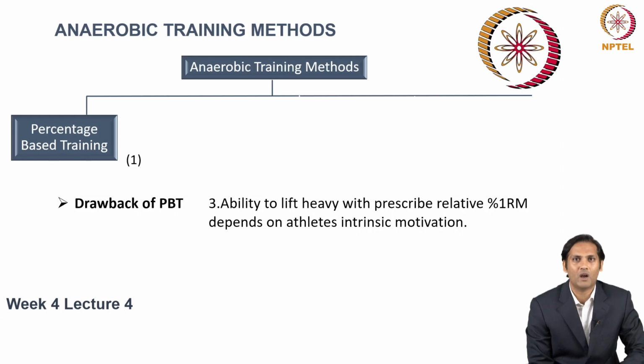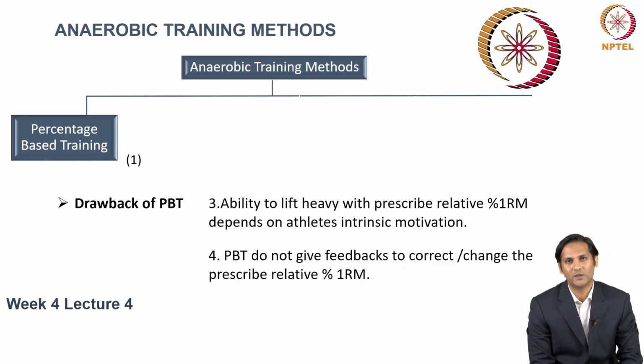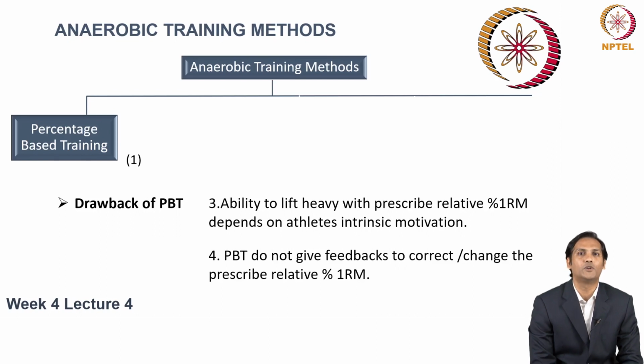But because your motivation is high for a given workout, you may be able to lift more than 80 kg at 80% of 1 RM. And this happens very commonly and regularly when you use a person-based training method. Another drawback is that the person-based training method does not give you feedback to correct or change the prescribed relative percent of 1 RM. So you have to perform the sets, complete the workout, and then you come to a conclusion that you may be able to lift much heavier or you may not be able to lift much heavier.